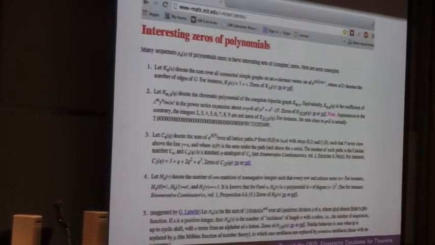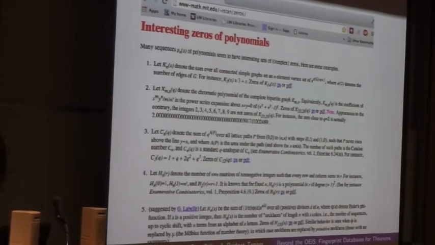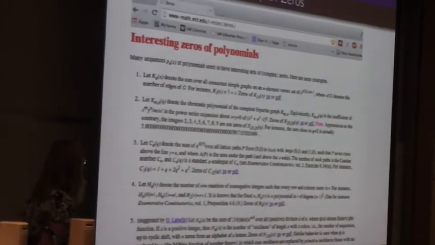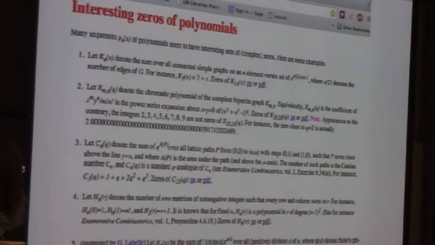Okay, so who else is looking at zeros? Well, Richard Stanley has sort of started a new fingerprint database for theorems here. That's what I see going on. It's in its infancy. There's only a couple more to add to this list. I think there's 9 in there.